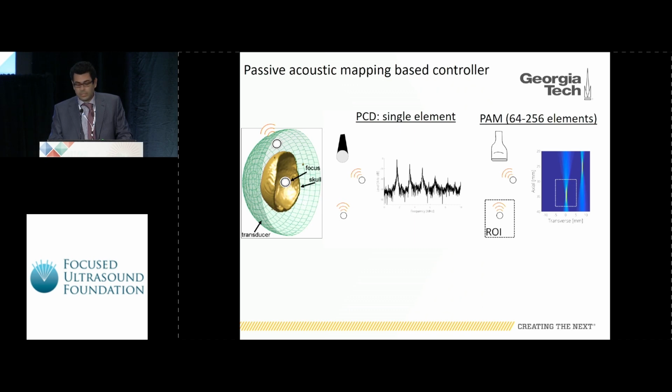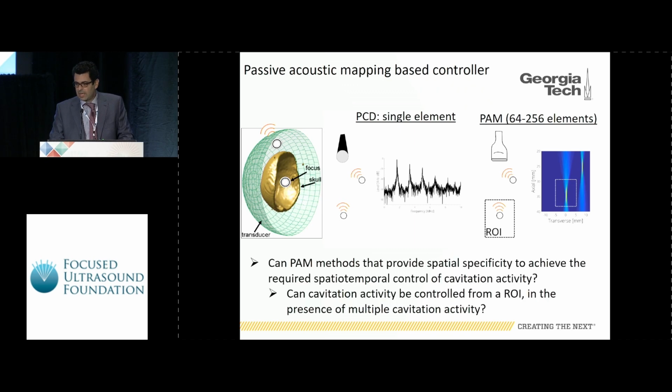So what we were interested in asking is whether passive acoustic methods that can provide spatial sensitivity can be used to achieve the required spatial as well as temporal control of cavitation activity. And a secondary but equally important question, or a demonstration of this principle, is whether we can control cavitation activity from a single region in the passive acoustic map while cavitation is taking place at different locations in the image.